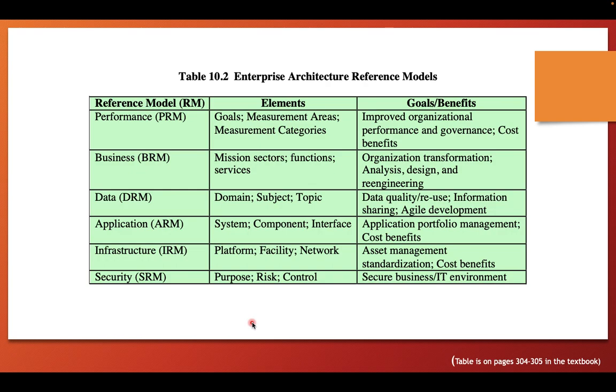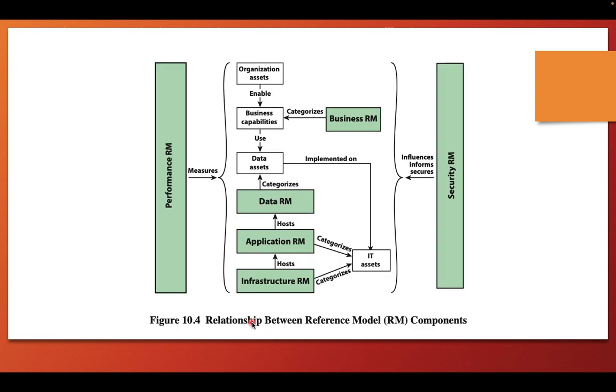So all they amount to assets. And is there asset management in all of this? Is there standardization? Is there cost benefit? Then we have the security reference model, the purpose. Other the element, you look at the purpose, why you're carrying out the security reference model, the risk, the control. Then other the goals and benefit: is there a secure business, IT environment, is it secure, is it better off? So these are all the things we're talking about.